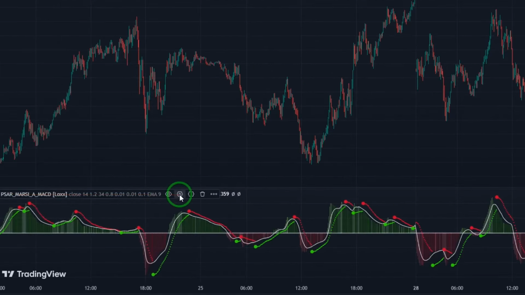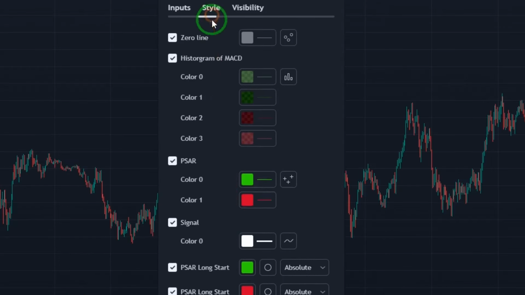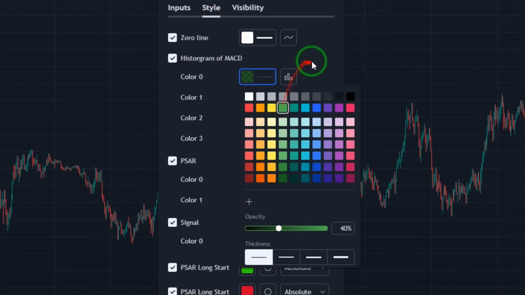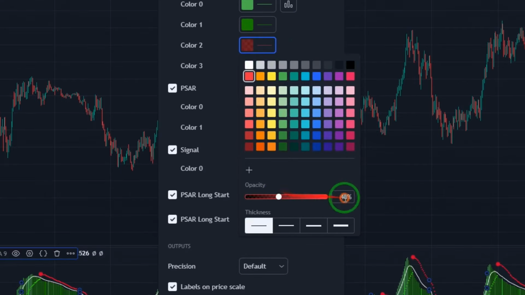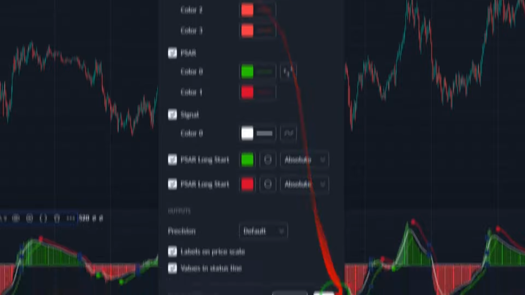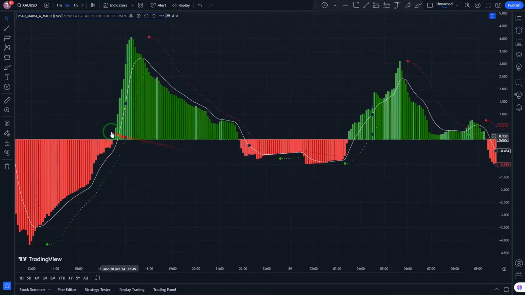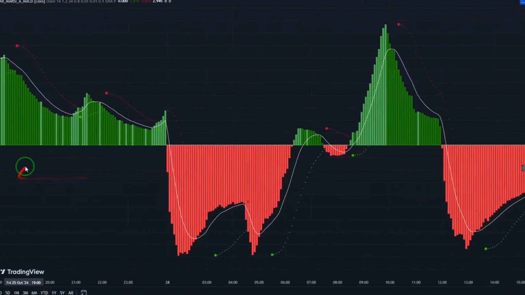Now we need to go into its settings and make some adjustments so that this indicator becomes suitable for our use. Well, the settings for this indicator are complete, and now I will give you a brief explanation about it.